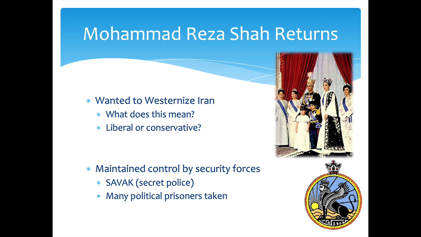He did maintain control by using the Savak, which was a secret police. And so basically going around picking up political prisoners, anybody who spoke out about the Shah was disappeared. They just did not exist in society anymore. So while he was a little bit more liberal than his father, Iran remained this monarchy with a side of parliament, still very conservative by America's standards today.